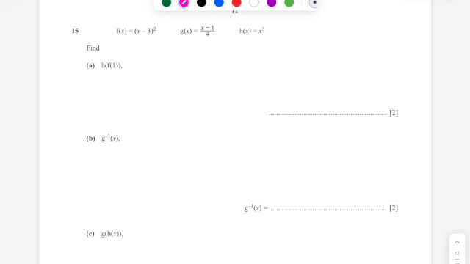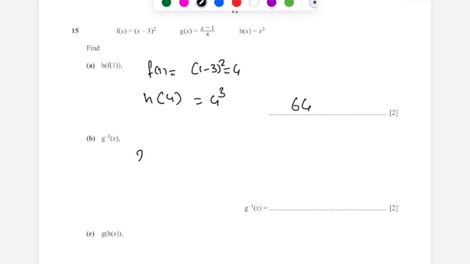Question number 15. h of f of 1. What is f of 1? f of 1 equals 1 minus 3 whole squared, which equals 4. h of 4 will be equal to 4 cubed, which is nothing but how much? 64.